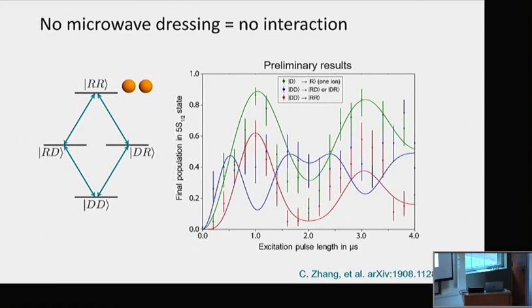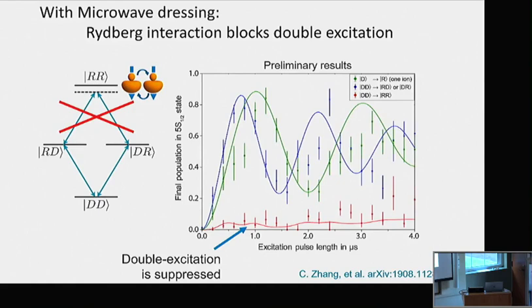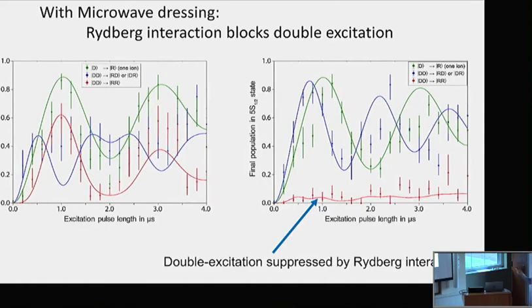So there's no interaction. If you then apply the microwave, the second transition here is shifted in energy and cannot be excited anymore. Due to that, this doubly excited state cannot be excited anymore. So the green curve is as before, the single ion case, and the red curve is not the square of it. So double excitation is strongly suppressed. So we see the Rydberg blockade. Just to compare: without interaction on the left, with interaction on the right.